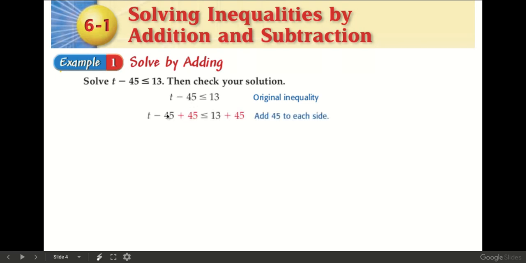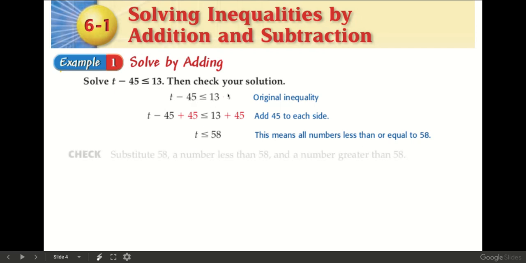Adding 45. If I add 45 to both sides to make sure I keep the inequality true, that's going to leave me with t is less than or equal to 13 plus 45, which is 58. So that means that t can be any number that's less than or equal to 58 in order to make this true. If I pick 58, 58 minus 45 is going to be equal to 13. And if I pick any number that's less than 58, it'll make a number that's less than 13.